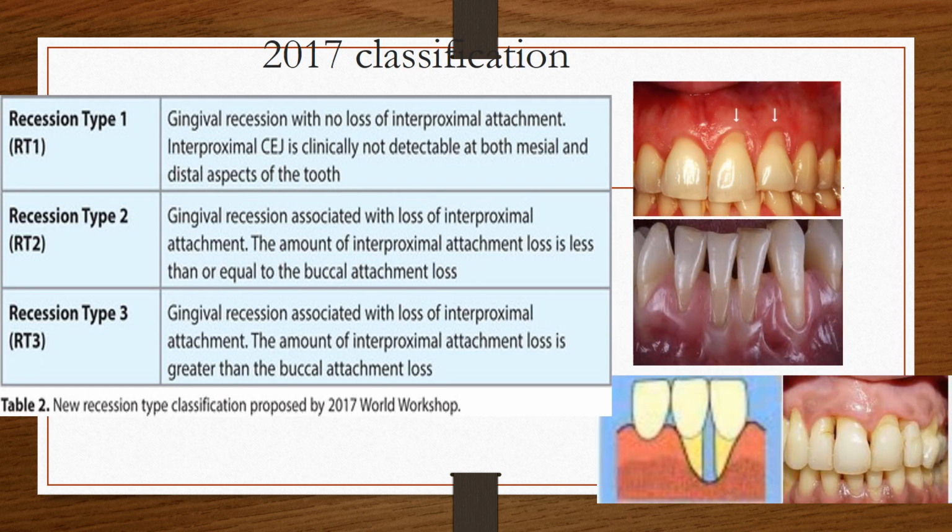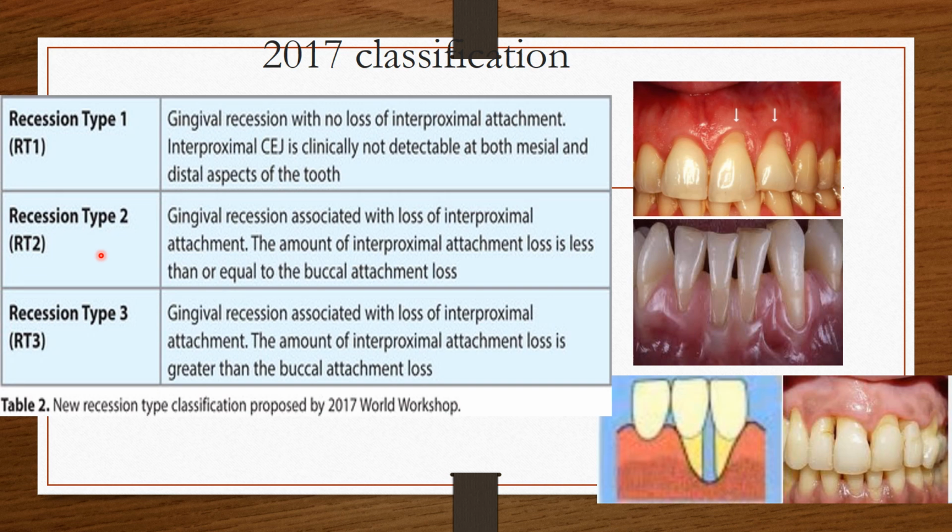So then comes the recent classification, the 2017 classification. They modified it and made it into recession type 1, that is RT type 1, RT type 2, RT type 3. So clinically we are following this type, for clinical findings we are writing the 2017 classification for gingival recession, and for the outcome of the therapy, for planning the treatment, we are using Miller's classification.